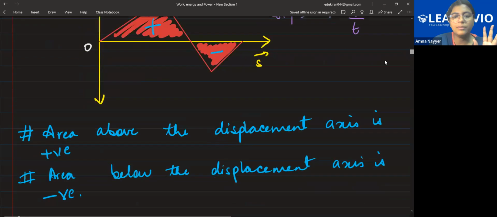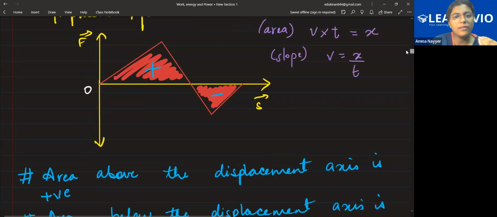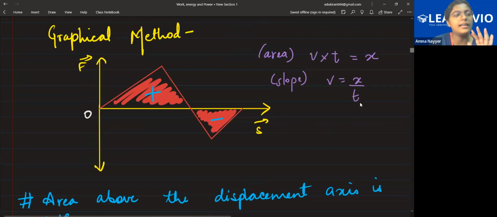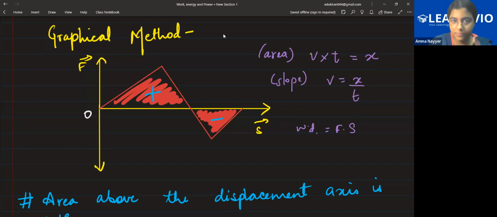So area above the displacement axis, always take it as positive, and whatever area is below the axis, take it as negative. So in our formula, work done is equal to force multiplied by displacement. So that's why area under the graph will give us the work. Write down this part, then I'll discuss how to solve it. Okay, write it.